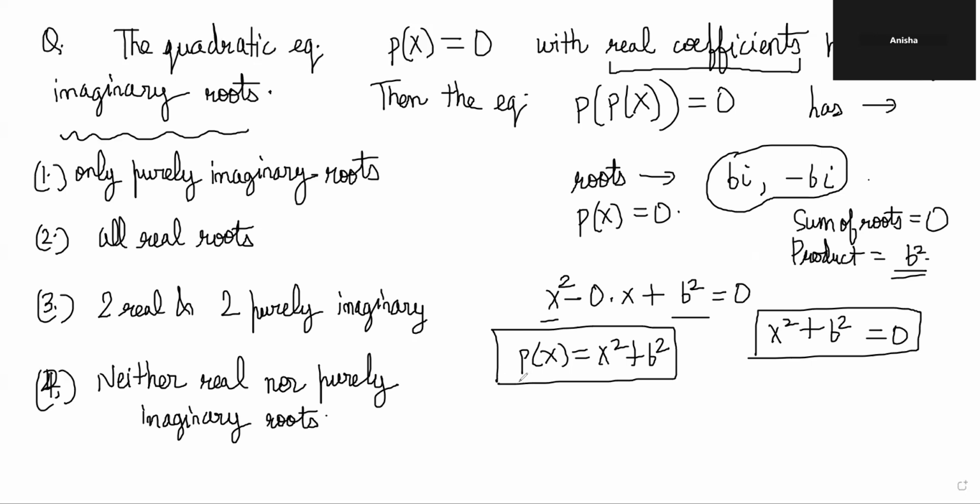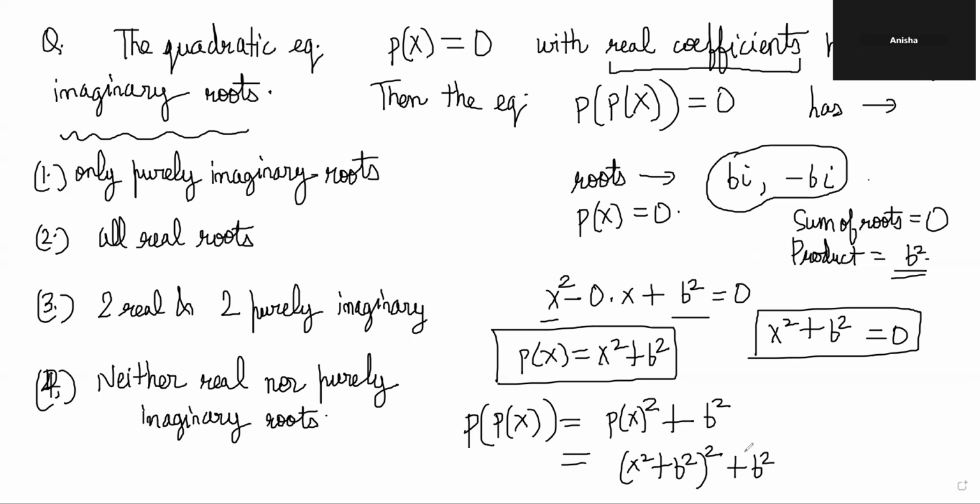So let's think about p of x. We want to check what kind of roots that will have. So it will be p of x square plus b square, which is x square plus b square whole square plus b square. That will become x power 4 plus 2 b square x square plus b power 4 plus b square.